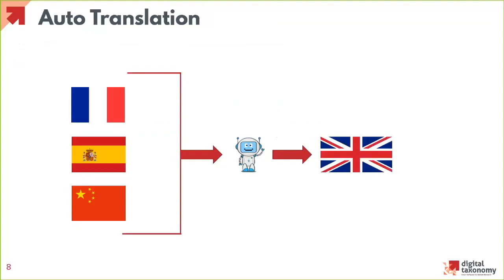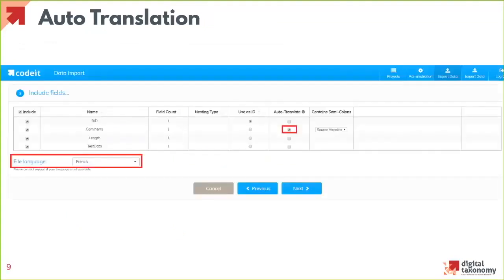And so when you import the data, we can code that data. We translate that data automatically into English, and so then your coders can come in and just code in English or in the native language. I'll show you how that works in a second. The process is really, really easy. When you import your data into Codeit, you can just select which language you're importing and then which fields need to be auto-translated, and that's it, basically. As long as you've given Codeit that information, that's all it needs to do the translation.